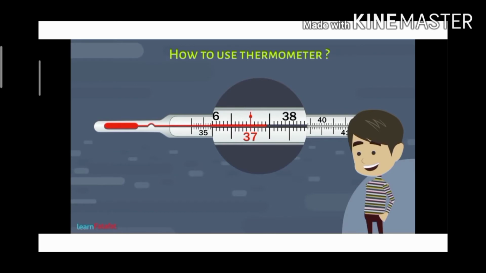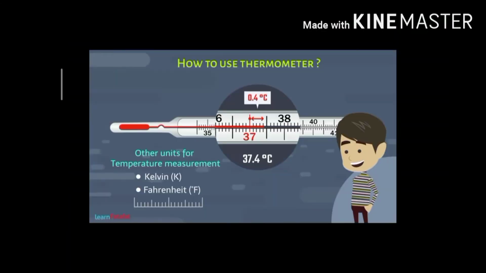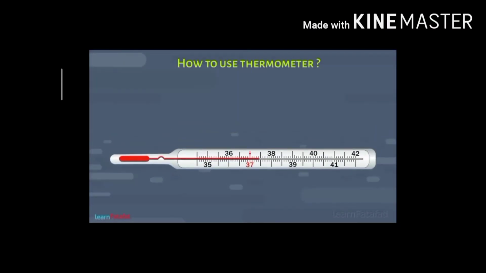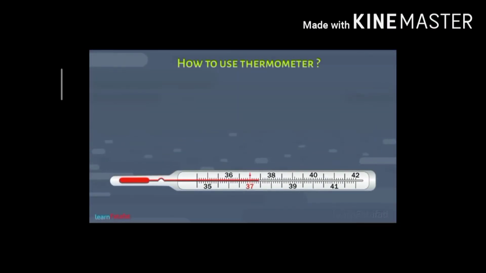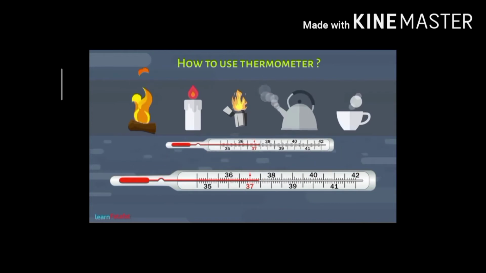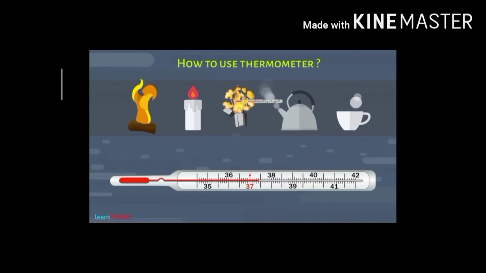Here we can observe the body temperature of that boy, that is 37 degrees Celsius and 0.4 degrees Celsius, means 37.4 degrees Celsius. With this clinical thermometer, we should not measure the temperature of any hot objects because it may break.